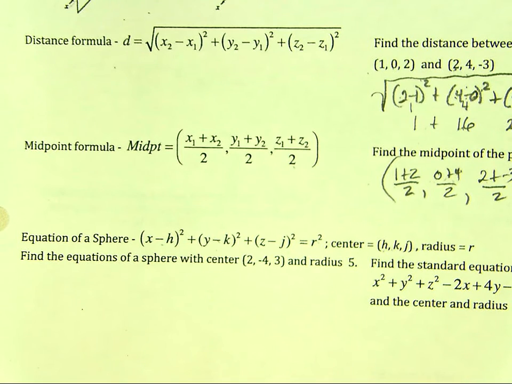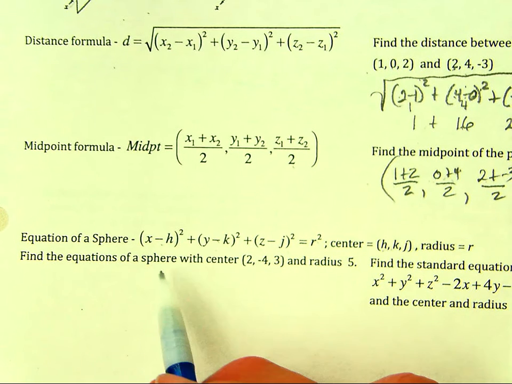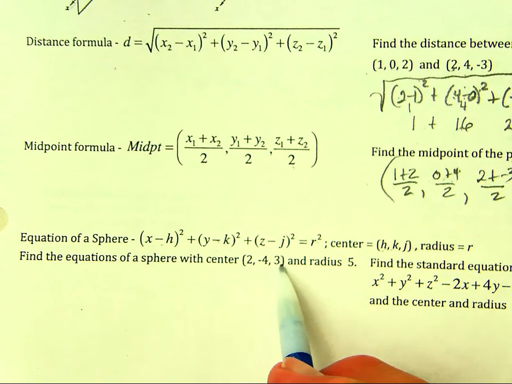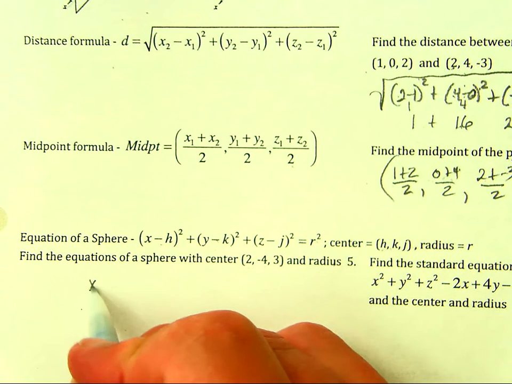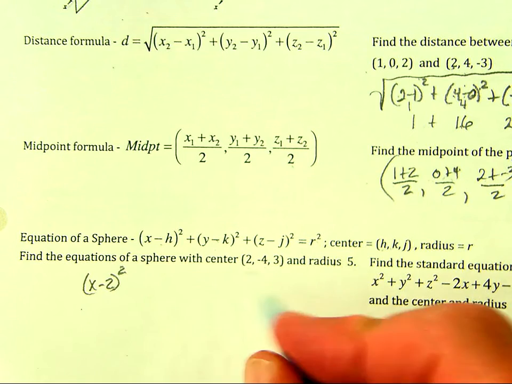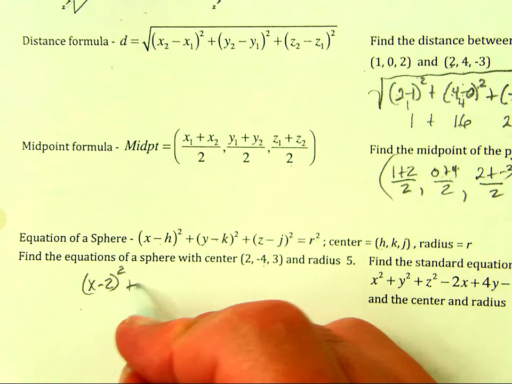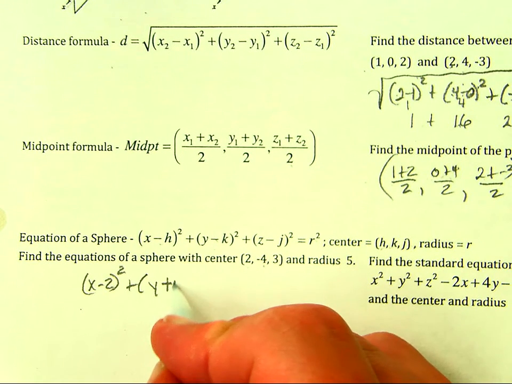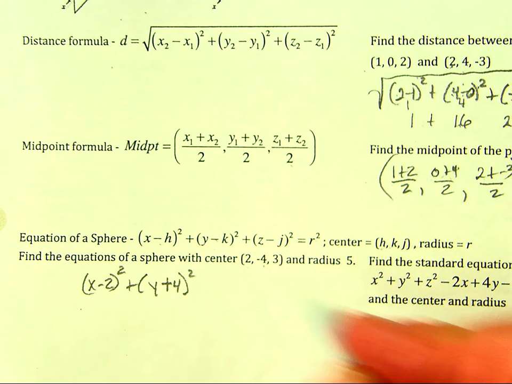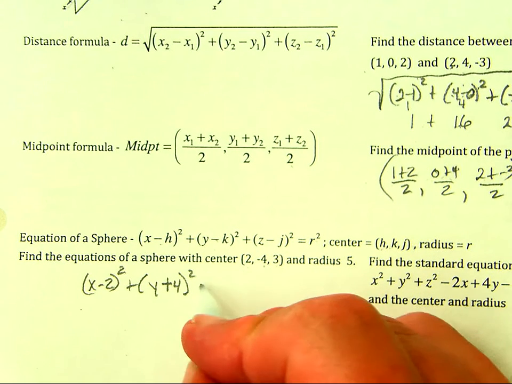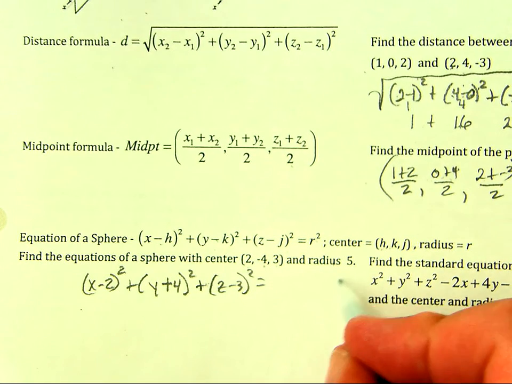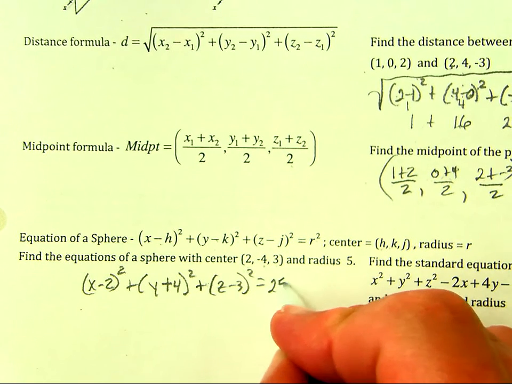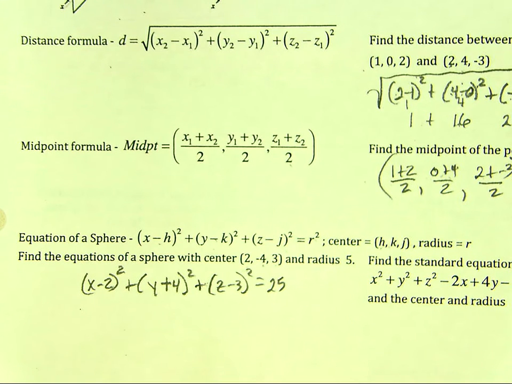Radius is still r. So here, if I want to find the equation of a sphere, here's the center, (2, negative 4, 3), and the radius is 5. We're just going to plug it into there. So (x minus 2) squared. Negative 4, so that'd be (y minus a negative 4) squared. The z-coordinate is 3, so that'd be (z minus 3) squared equals 5 squared, or 25. And that's our equation.